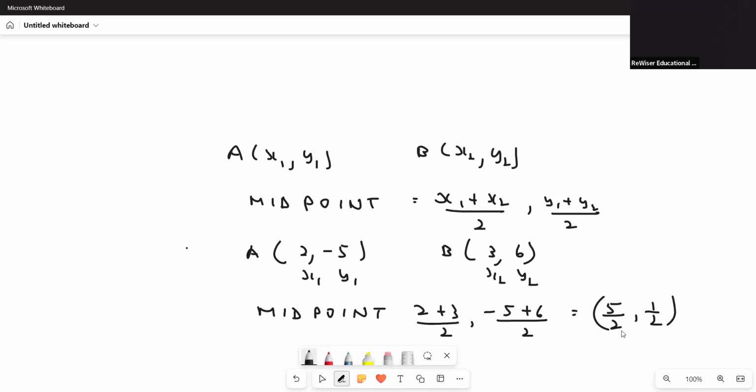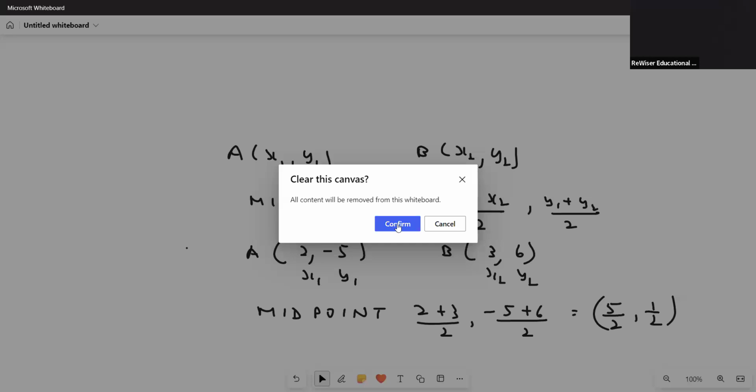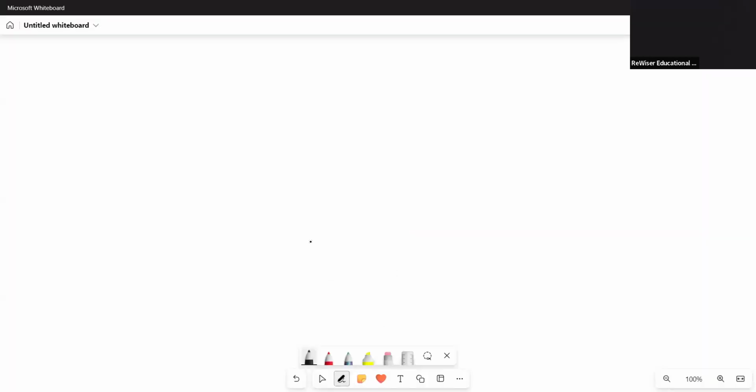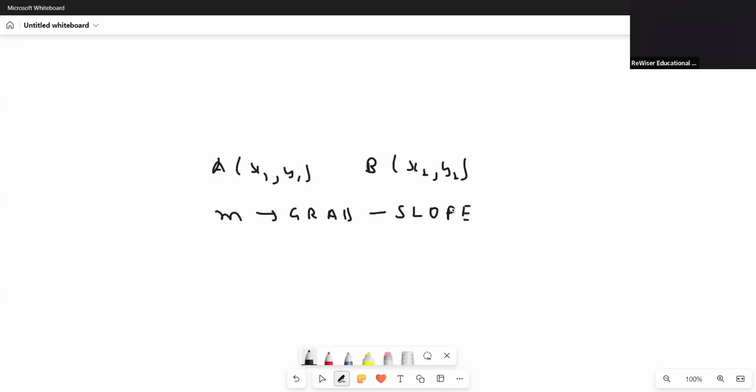Now, moving ahead, if we go to the other part of it, like the gradient between x and y. Again, if I take the coordinates of A as x1, y1, and the coordinates of B as x2, y2, according to the gradient formula, M is represented as gradient, or also represented as slope of the line. Now, M, the formula is y2 minus y1 over x2 minus x1.